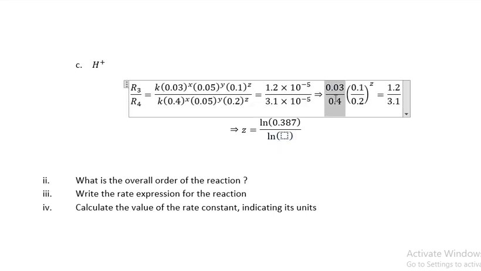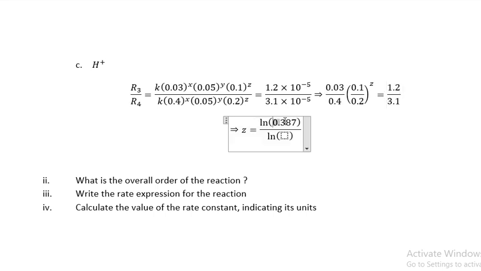before doing that, I think we first of all have to cross multiply, right? We have to first of all cross multiply. So I'm going to take 1.2 divided by 3.1, then times 0.4, then divided by 0.03. I have 5.161.